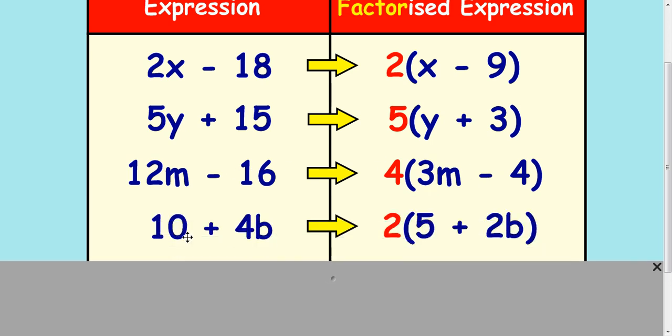And the last one, the biggest number that divides into 10 and 4 is 2. And again, we need in the bracket a 5, because 2 times 5 is 10, and a 2b at the back, because 2 lots of 2b make 4b.